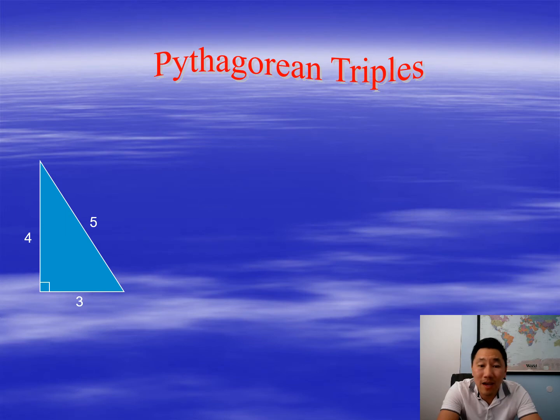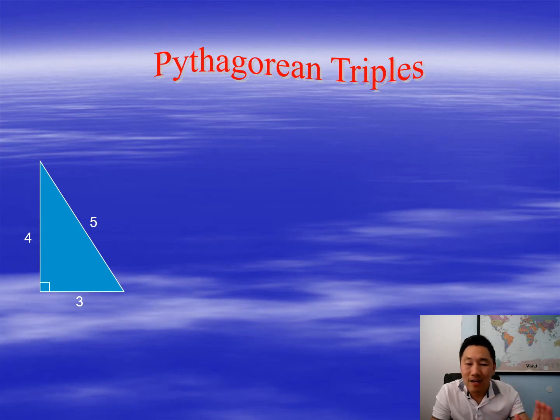Let's look at Pythagorean triples. These are basically famous triangles that fit the Pythagorean theorem perfectly, like the 3, 4, 5 Pythagorean triple. It's probably the most famous one. If you use the Pythagorean theorem, it works out perfectly. 3, 4, 5. Okay, and it turns out there's a whole bunch of them.